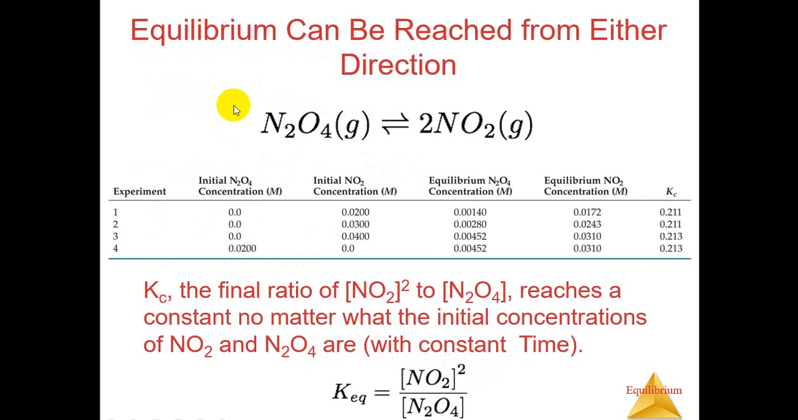Equilibrium can be reached from either direction. So we can reach equilibrium from the forward direction or from the reverse direction. Looking at this reaction, the final ratio of NO2 raised to the power 2 to N2O4 reaches a constant, no matter what the initial concentrations of NO2 and N2O4 are. So the equilibrium constant becomes NO2 raised to the power of what is in front, divided by N2O4.